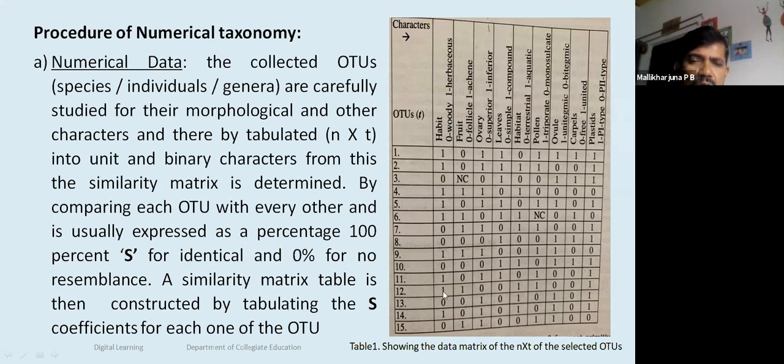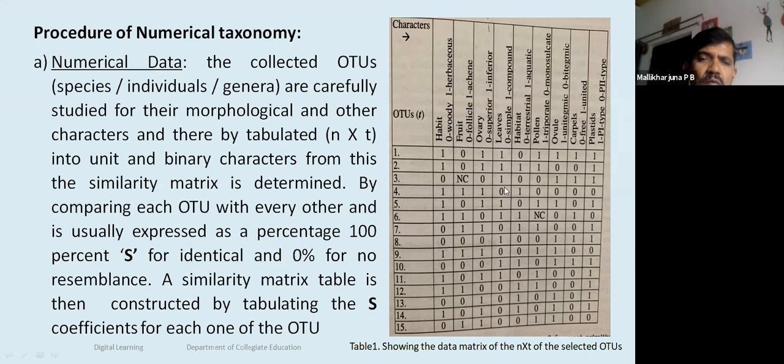So that is how we are going to collect the data. Suppose NC means not correlated. So NC means not correlated. 1 is for the first character, 0 is for the first character, 1 is for the second character, but NC is not correlating.